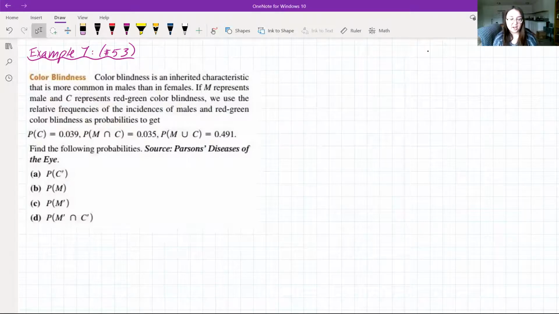So we want to find the following probabilities. We have A, which is the probability of C complement, B, the probability of M, C, the probability of M complement, and D, the probability of M complement intersection C complement.